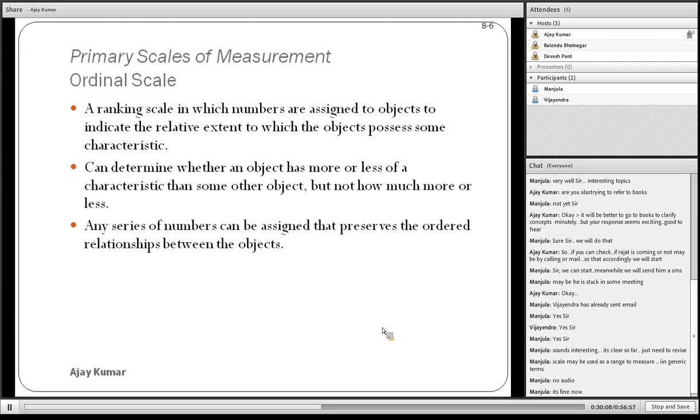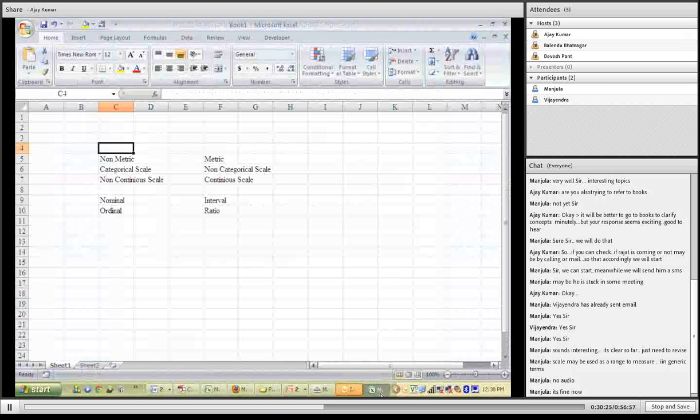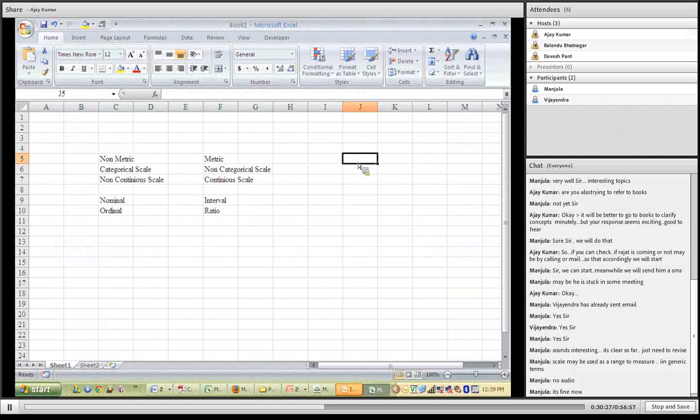Now there is one more thing to it, that the measurement that we talk of in ordinal scale may be anything. What do I mean by that? If I go back to my Excel sheet, and I am doing ordinal scale, so this is A, this is B, this is C, this is D, and this is E. So I may give them a rank of, say, 1, 2, 3, 4, 5. That means that A is best out of these and E is worst.